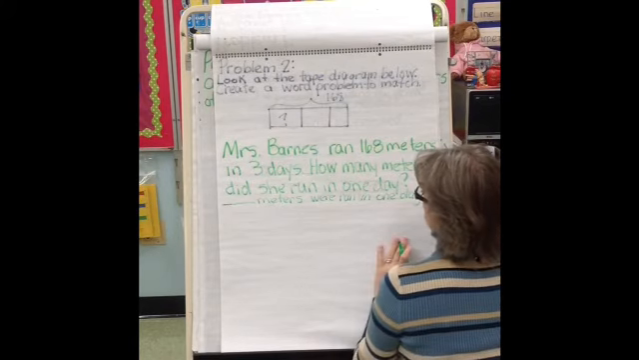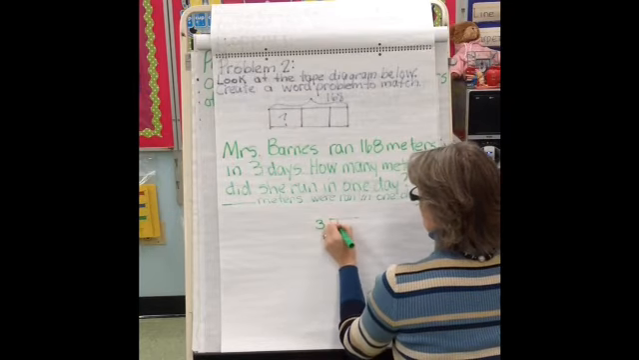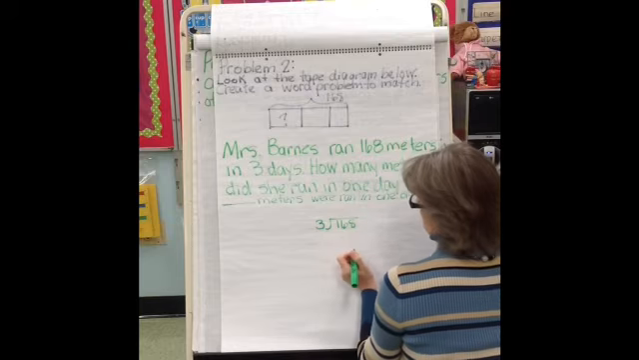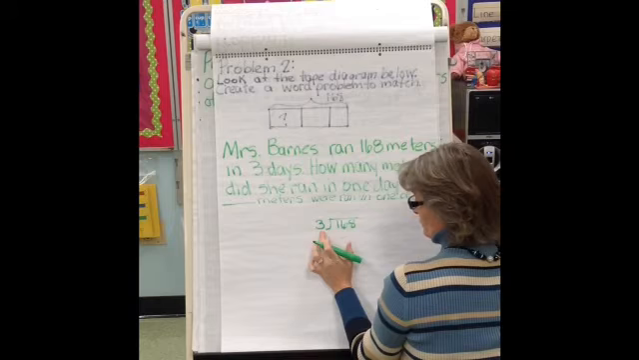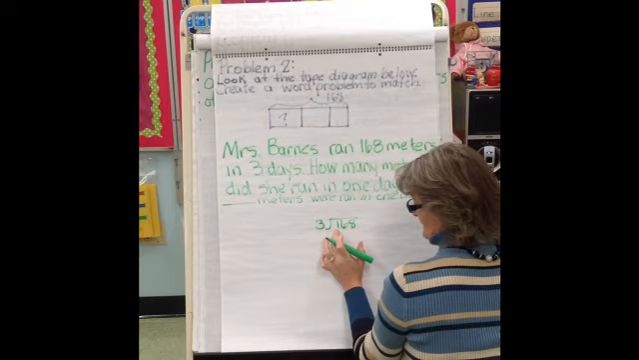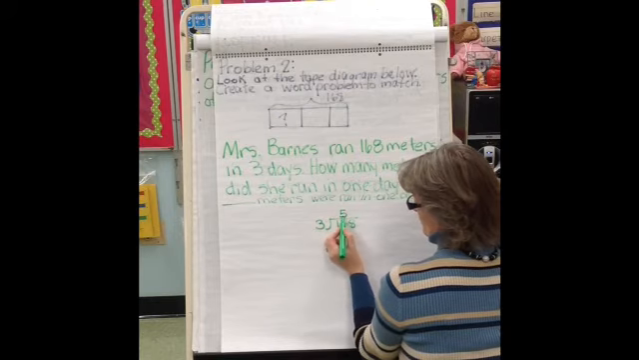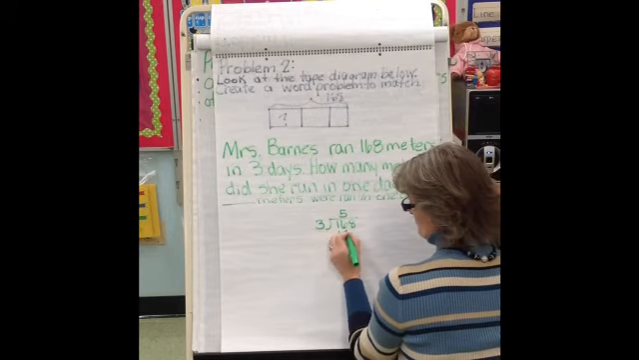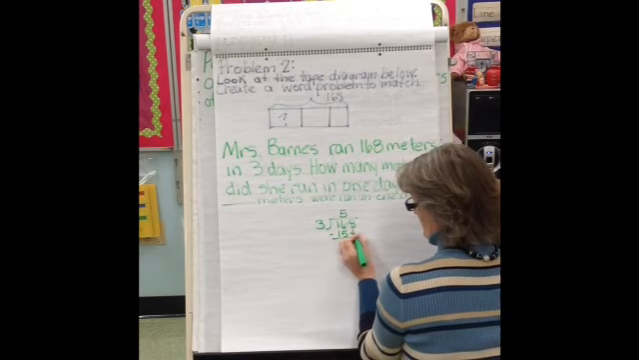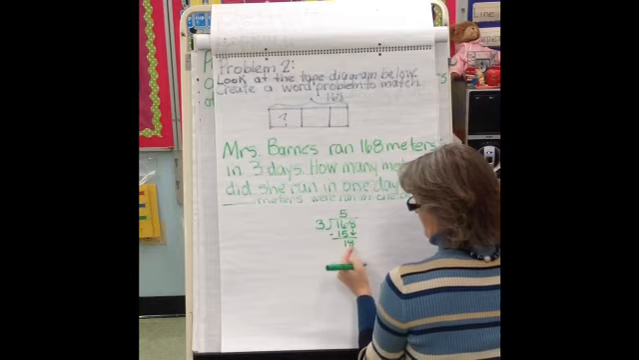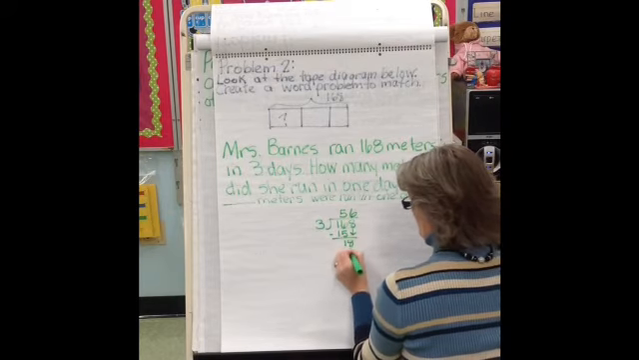Okay, I've already got my diagram. So now I'm going to set up the standard algorithm. 168 divided by 3. 1 divided by 3 you're unable to do, so now you're going to divide into 16. 16 divided by 3 will go 5 times. 5 times 3 is 15. Subtract, there's 1. Bring down the 8. 18 divided by 3 is 6. 6 times 3 is 18.